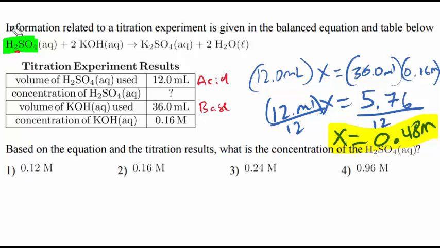But because it's two hydrogens, that means that it has double the neutralization power of this base, of this potassium hydroxide, right? That means that it's 2 times the power. Now, what does that mean? That means if we calculated out 0.48 molar, we really only need half of that because it's double the concentration of the hydrogen ions. Number 3, 0.24 molar is the correct concentration for the diprotic acid, sulfuric acid.